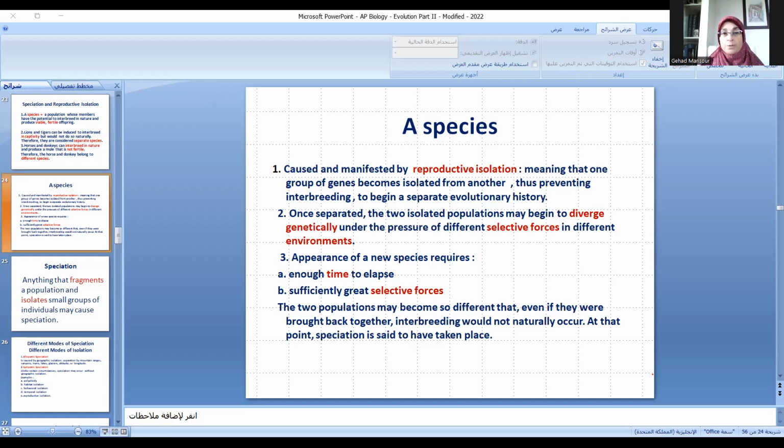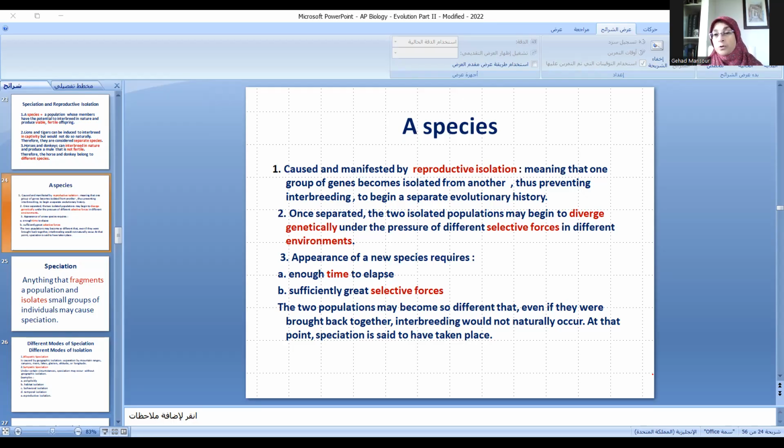And at the end of the day, once separated, the two isolated populations may start to diverge genetically. What do we mean by diverge genetically? At the beginning, they belonged to the same species, which we can consider here the same ancestor, for example. And then there was some geographic separation between population A and population B. Let's call this one population A and this one population B, which belong to the same species.